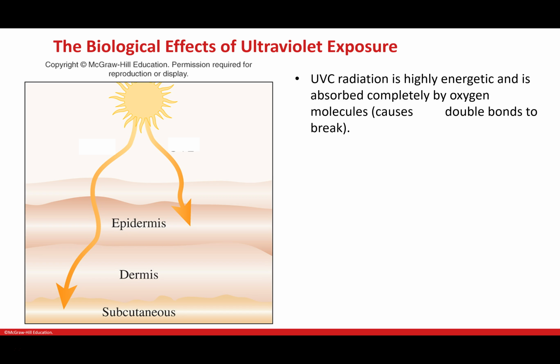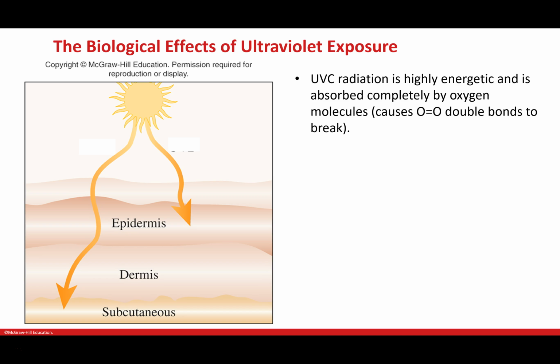So picture your arm down here in the subcutaneous layer. Above our arm we have the dermis layer and the epidermis. And then, of course, the sun is beaming down all energies, UV A, B, and C, but hopefully within our stratosphere, UVC is all eliminated. UVC is all eliminated because it actually is used up as it breaks O2 bonds.